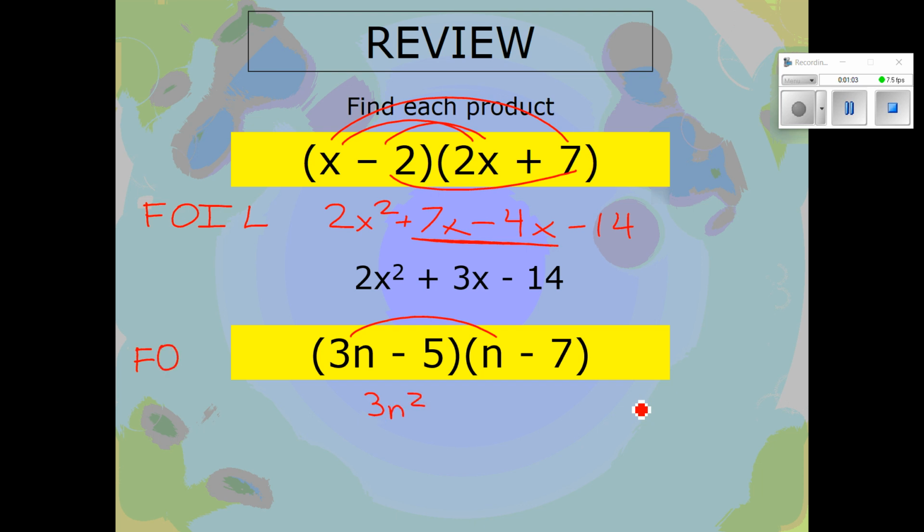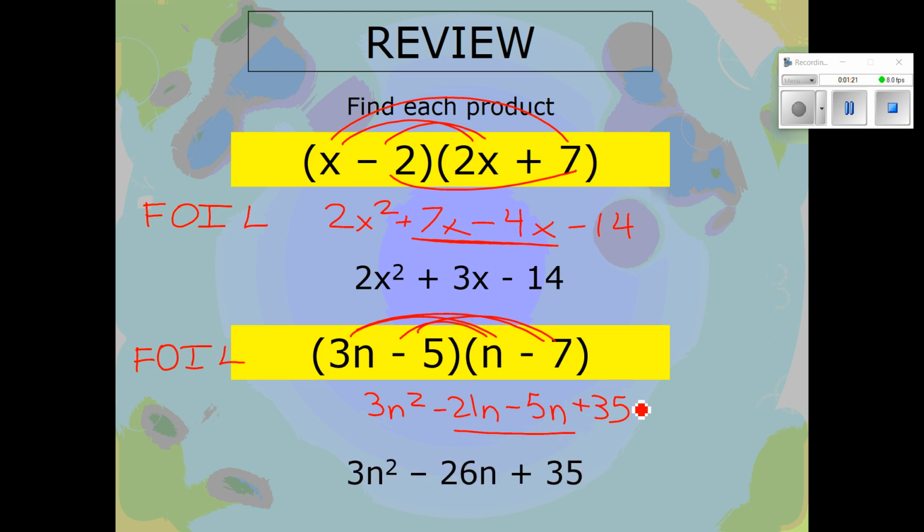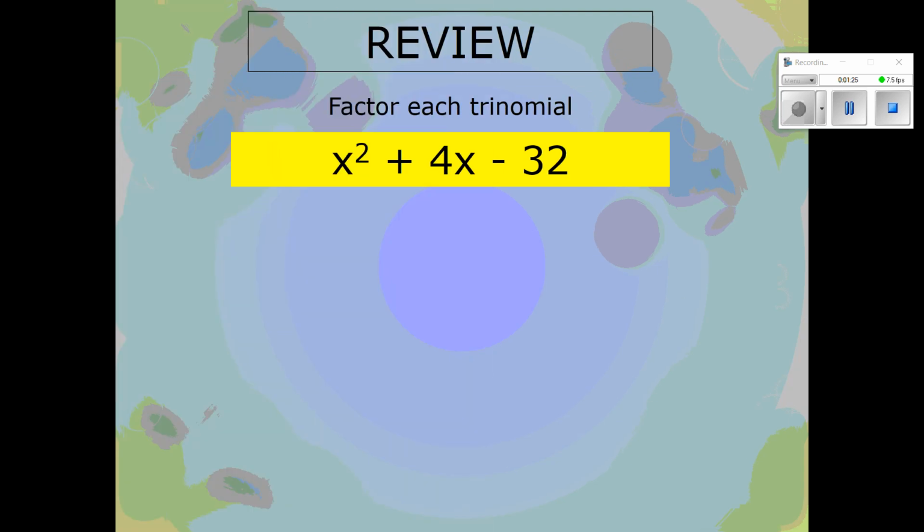Multiplying our outer terms, 3n times negative 7 would be a negative 21n. Multiplying our inner terms, negative 5 times n would be a negative 5n. And multiplying our last terms would be negative 5 times negative 7, which is positive 35. And when we combine our like terms, we get 3n squared minus 26n plus 35. So that's just by way of review.